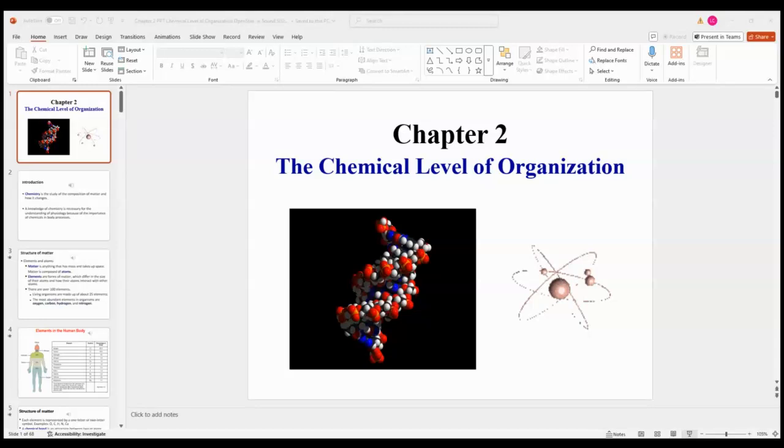This dash represents a single covalent bond, so sharing one pair of electrons. Oxygen, double covalent bond, sharing 2 pairs of electrons. Here's water, and these are covalent bonds. Carbon dioxide. This tells us that the carbon is in the middle and the oxygens are on either side. So that tells us something about the shape of the molecule.